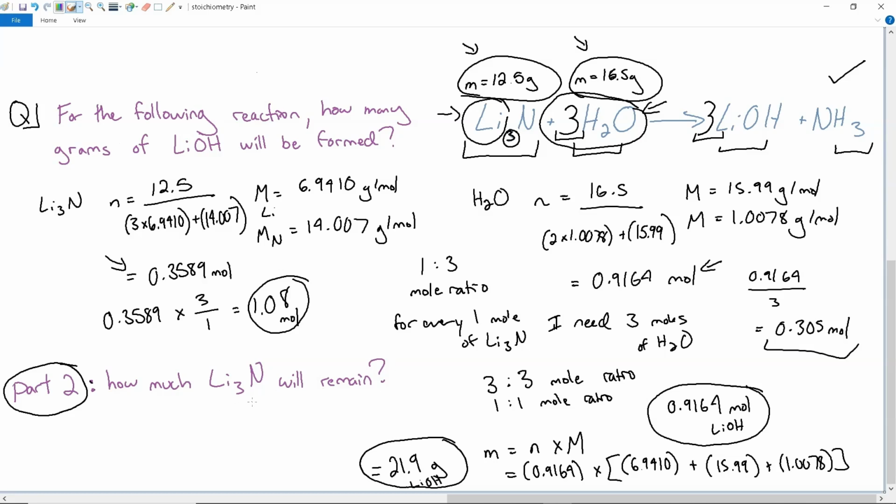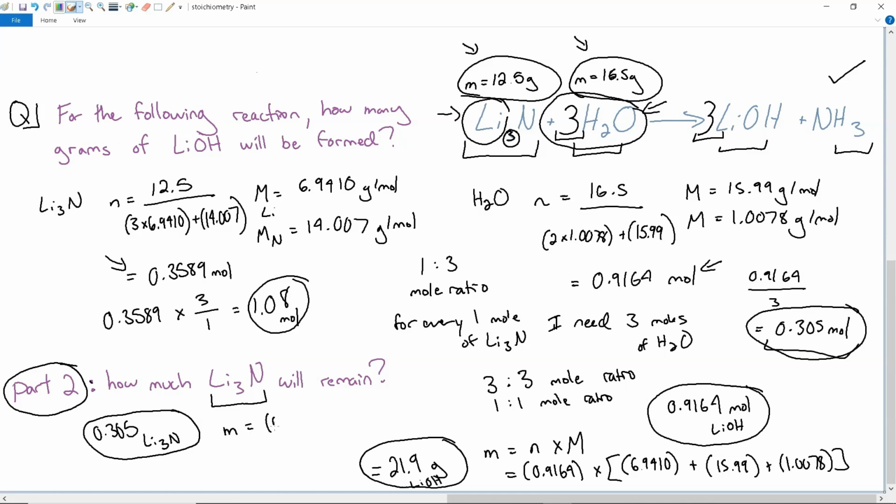Okay, we are almost done. We just need to figure out how much lithium nitride will remain. We know that we used up 0.305 moles of lithium nitride. So if I figure out the mass of this number of moles and subtract it from our initial amount, that's going to be how much is left over. So let's do just that.